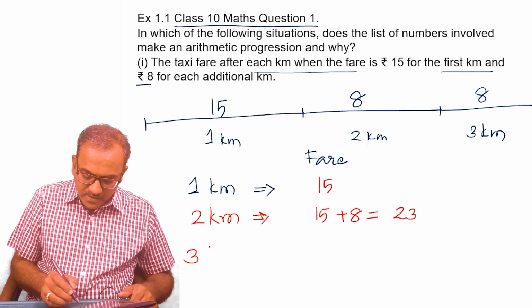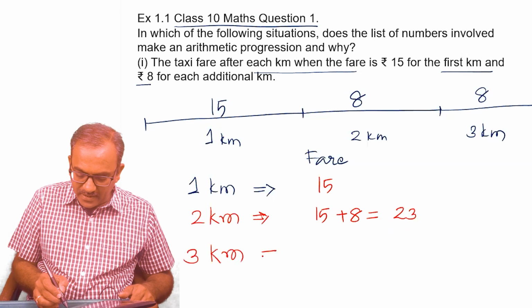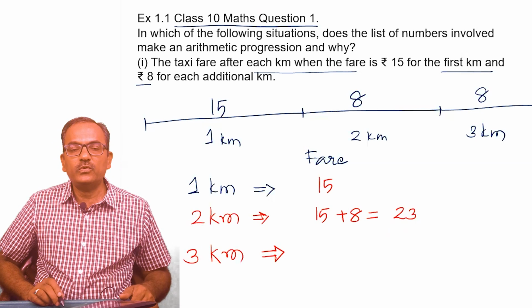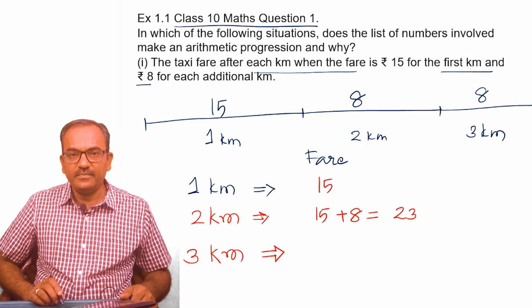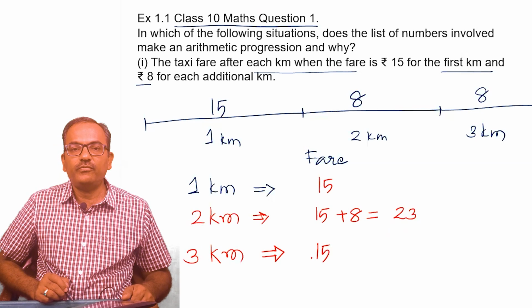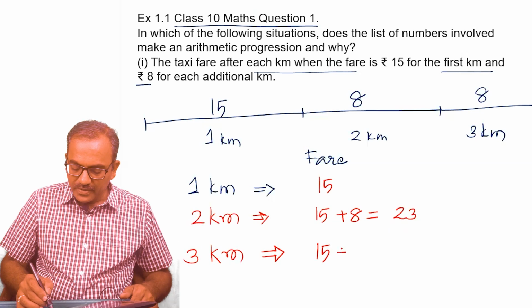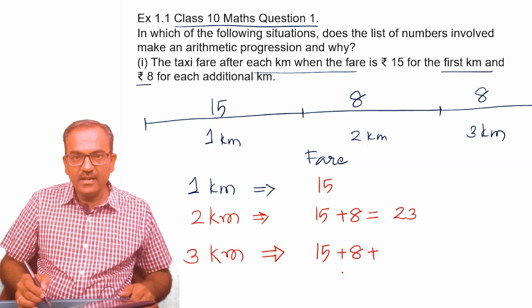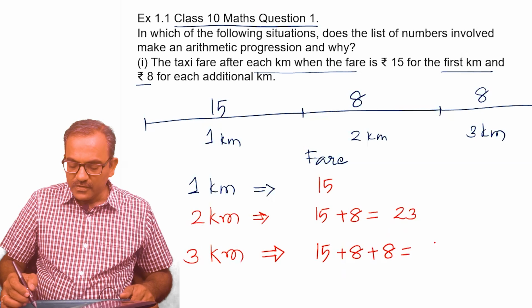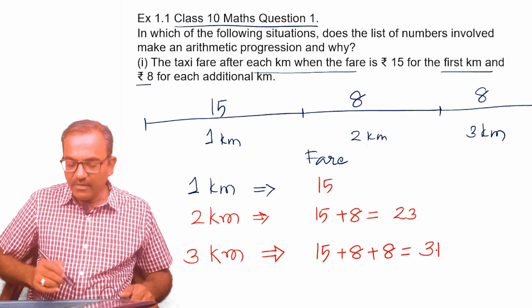Now, suppose you move 3 kilometers in the same taxi, then what is the amount that you are supposed to pay the driver? So, for the first kilometer it is 15, the second kilometer is 8, and for the third kilometer it is 8 again. So, it is 31.